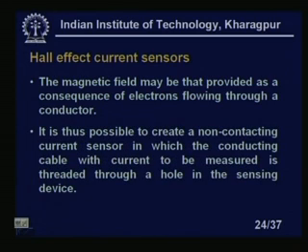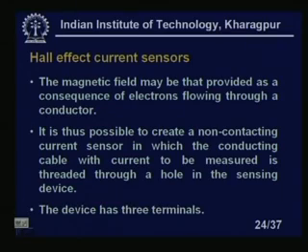It is thus possible to create a non-contacting current sensor, which I told you some time back, in which the conducting cable with the current to be measured is threaded through a hole in the sensing device. We will show you such a device to make it more clear. The device has 3 terminals. Let us look at this, our current sensor.